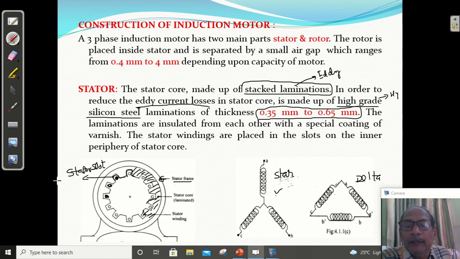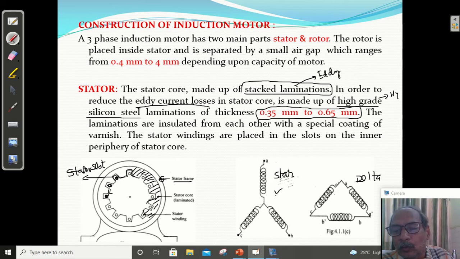Okay, the laminations are insulated from each other. These laminations are insulated from each other with a special coating of varnish. ऐसा नहीं है कि लेमिनेशन इकट्ठा कर दिया, बीच में वार्निश लेयर भी रहेगा. Okay, and these slots are provided. Okay, so in slots में कौन सी वाइंडिंग रहेगी? स्टेटर वाइंडिंग.